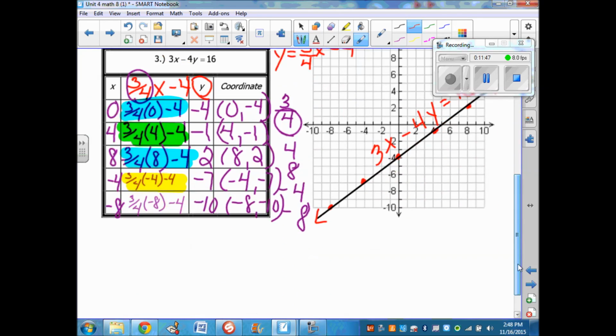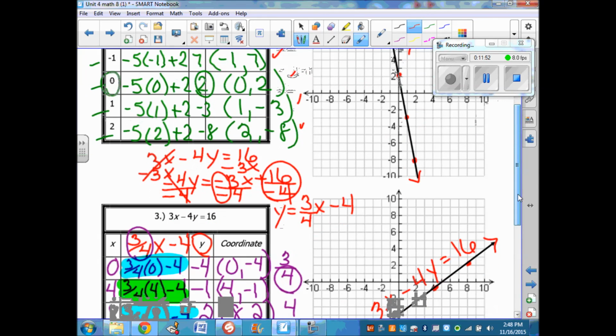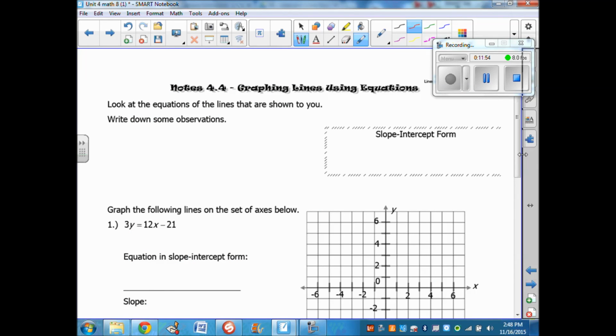Okay, let's go ahead and let's go to, oh, is that it? Can't be. Do we just have 2 problems in the notes today? I'm in denial. We do.